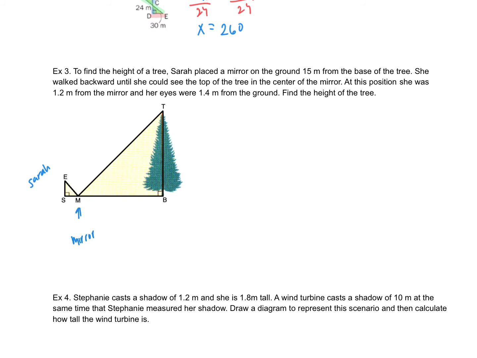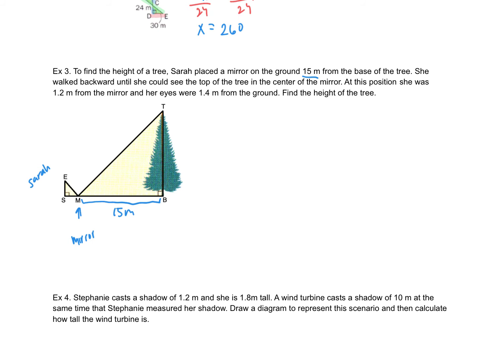And she placed the mirror 15 meters from the base of the tree, which means this length here is 15 meters. She walked backwards until she could see the top of the tree in the center of the mirror. So she walks, this is the mirror, she walks backwards, and at this point, her eyes are here. When she looks down into the mirror, she can actually see the very top of the tree.